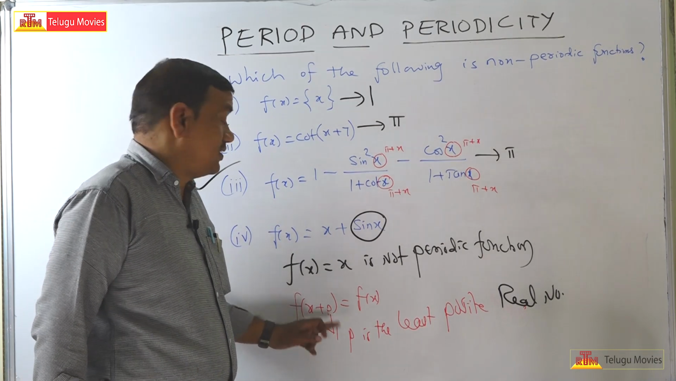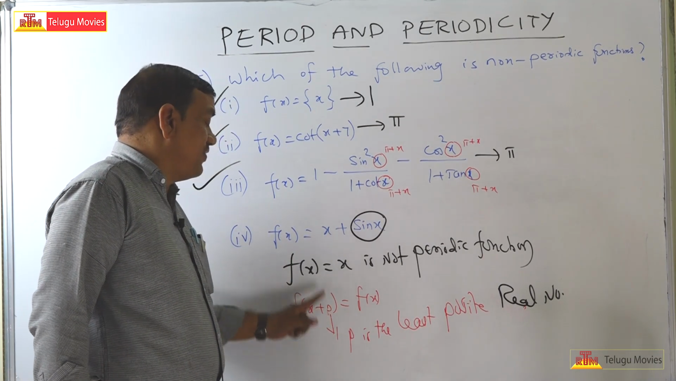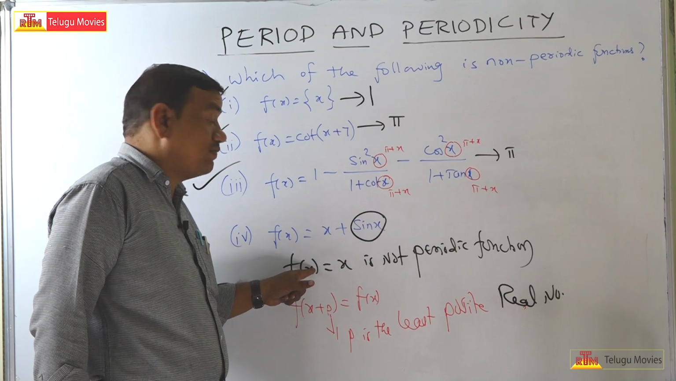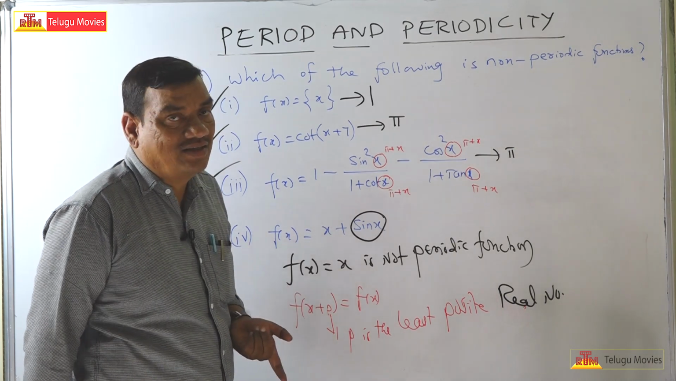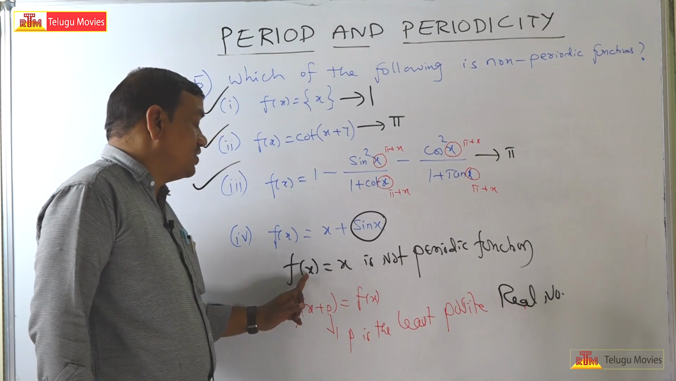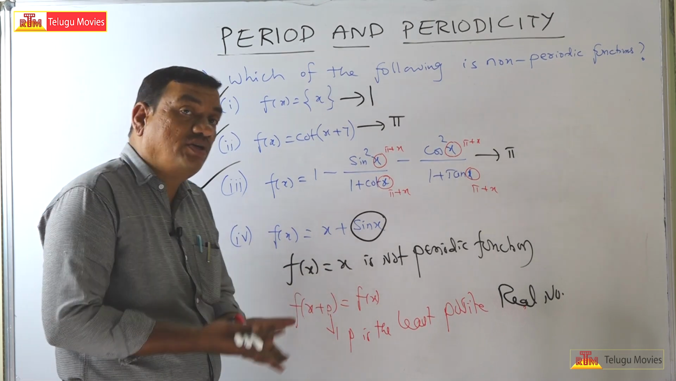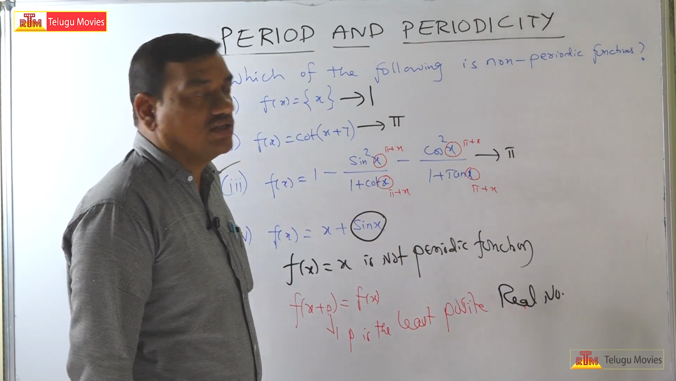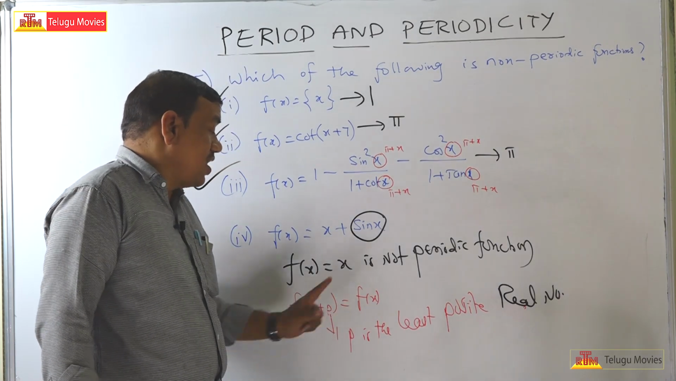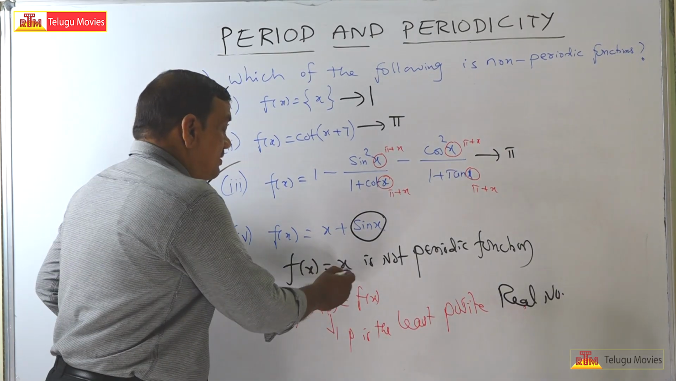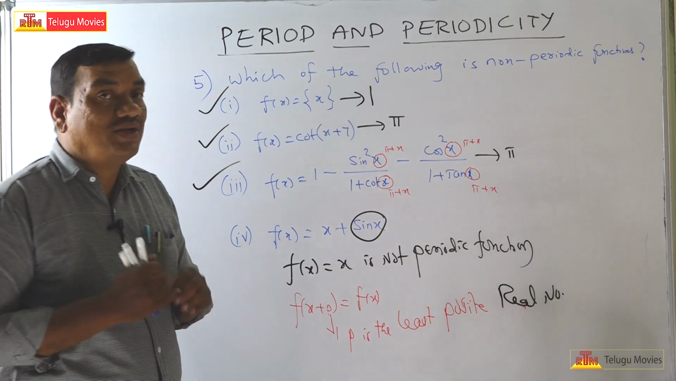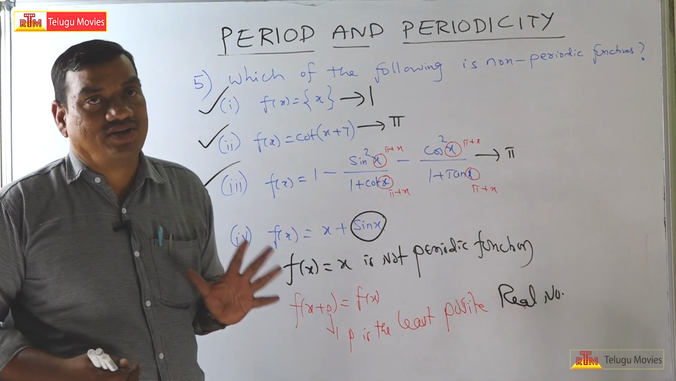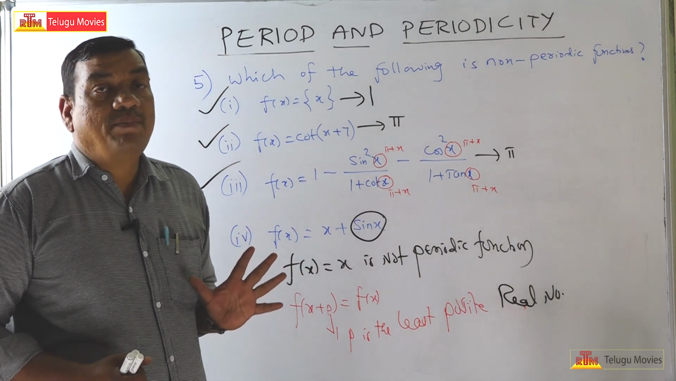That means x plus 1. So, can it be f of x? If you substitute here f of x plus 1, can it be x? No. The only thing you have to substitute is, in place of x, you have to substitute x plus 0, then it will become x. Now understand this, right? So that's why always remember that f of x is equal to x is not a periodic function.